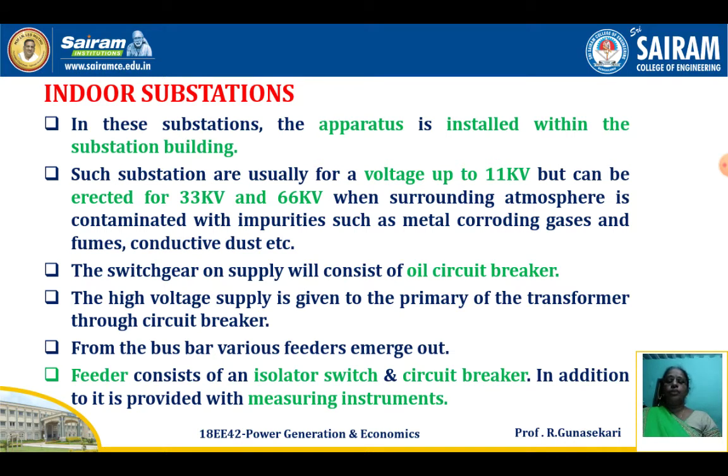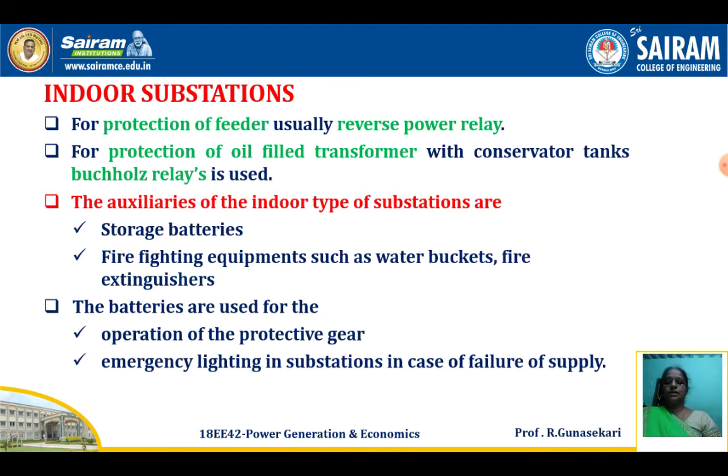The high voltage supply is given to the primary of the transformer through a circuit breaker. From the bus bar, various feeders are used. A feeder consists of an isolator switch and a circuit breaker. Why do we use it? The circuit breaker is used to protect the substation equipment during any fault, abnormal condition or disturbance in the substation. Feeder means to feed, that is, the power is distributed to the consumer through the feeder only. That is the purpose of the feeder in the substation.